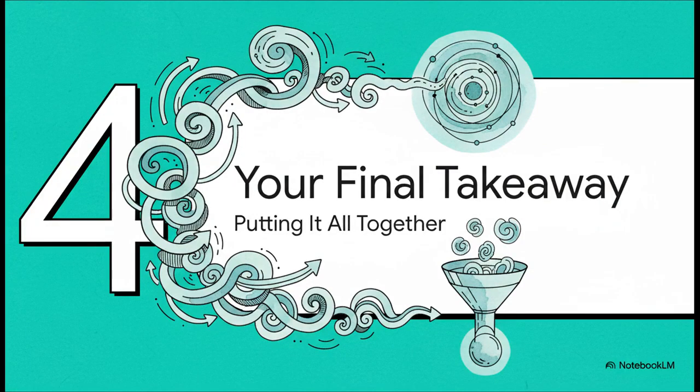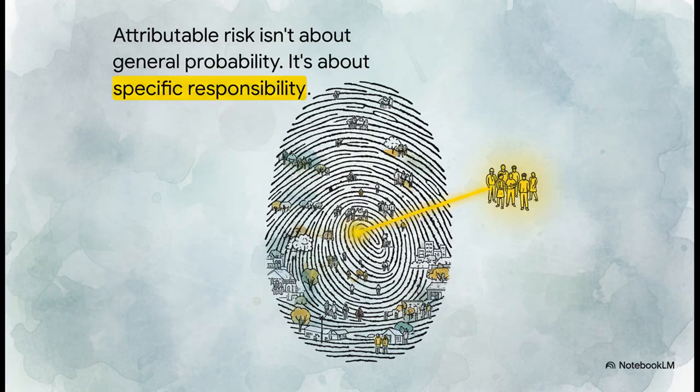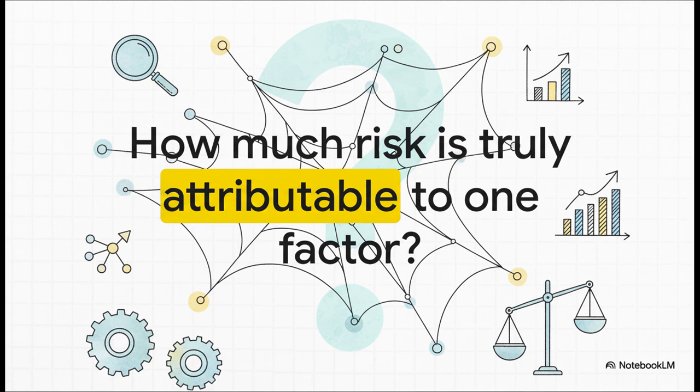All right, let's bring this all home. If you're going to walk away from this with one single idea, what should it be? If you remember one thing, make it this. Attributable risk isn't about some vague general chance of something happening. It's about specific responsibility. It points a finger and says, this much of the problem, it's because of you. So now you know. The next time you see one of those health headlines, you can ask the real question, the smart question. Are they talking about the strength of the connection, or are they talking about the actual real-world burden? How much of that risk is truly attributable to this one factor?